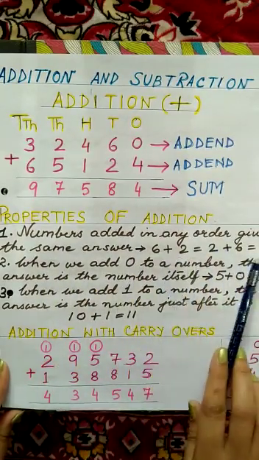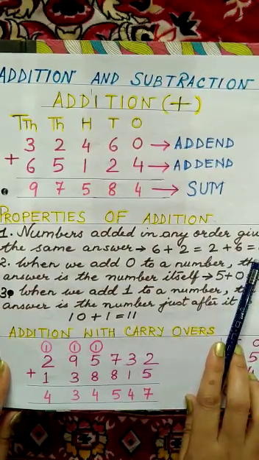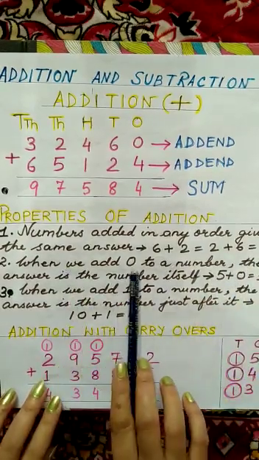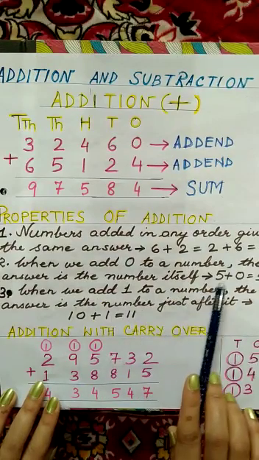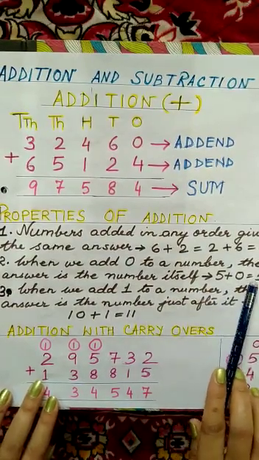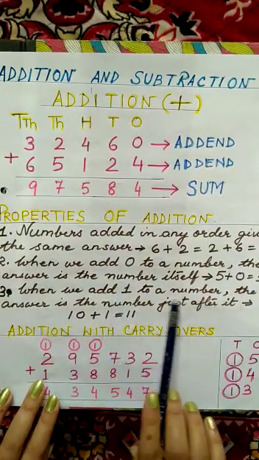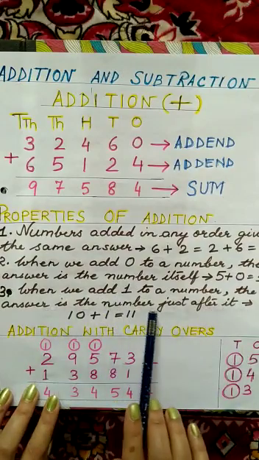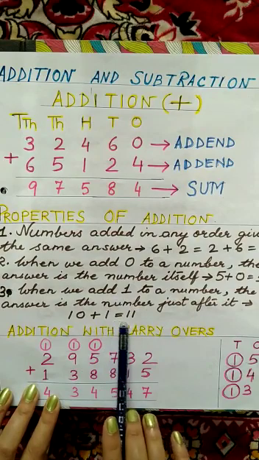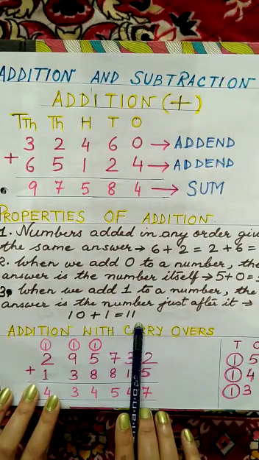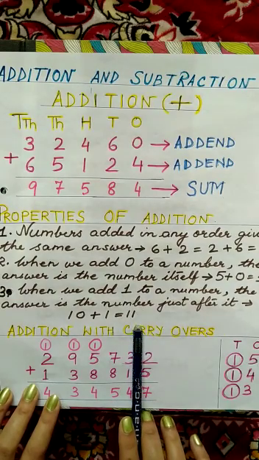6 plus 2 is 8. 2 plus 6 is also 8. When we add 0 to a number, the answer is the number itself. 5 plus 0 is equal to 5 itself. When we add 1 to a number, the answer is the number just after it. 10 plus 1 is equal to 11. Now this 11 is also called the successor of the number.